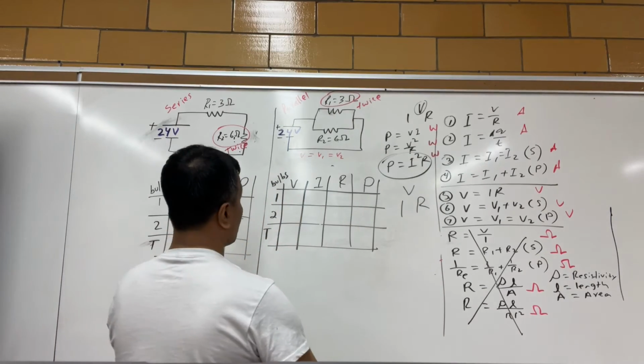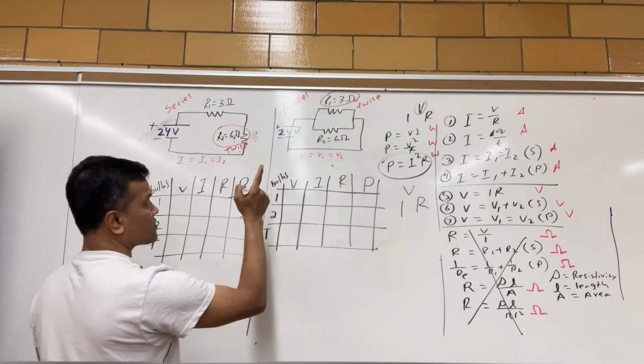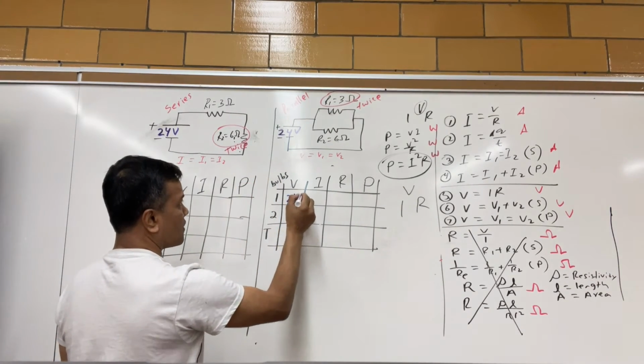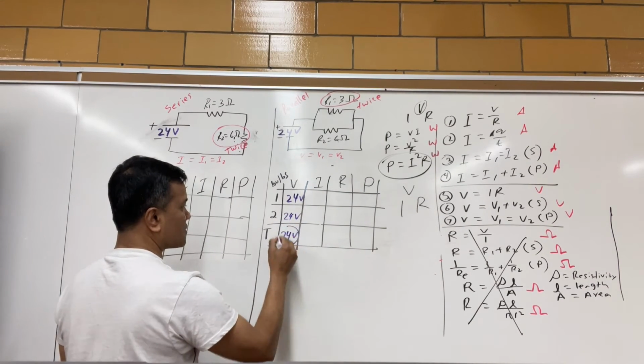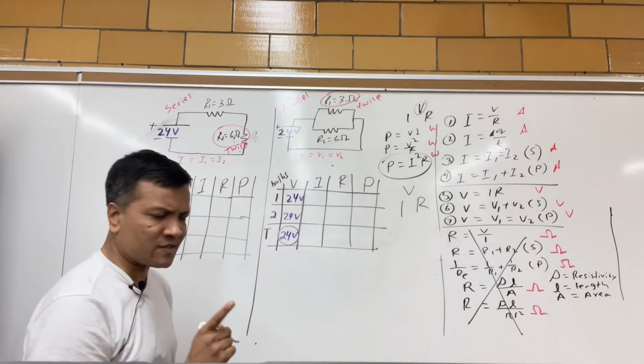Okay, so the easy one is voltage. Voltage is the same across the circuit. So what is the voltage? 24 volts. Good. Now we're going to find the equivalent resistance.